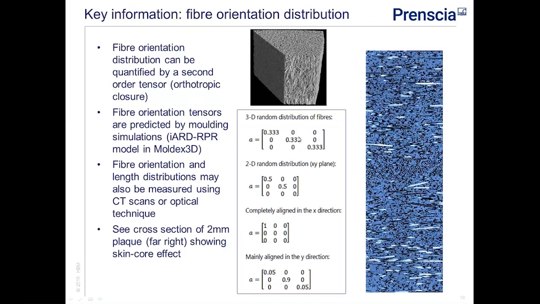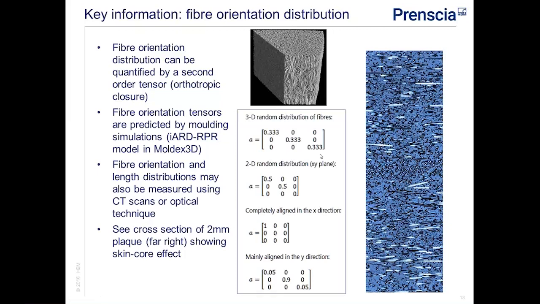The moulding simulations can tell us what these fibre orientation tensors are. Just to give you an idea what this means, if you had the fibres completely aligned in the X direction, then you would get a tensor where you had a 1 in the top left-hand corner. If you have a fully 3D random distribution of fibres, all the diagonal terms will be the same, and they would be 1/3.